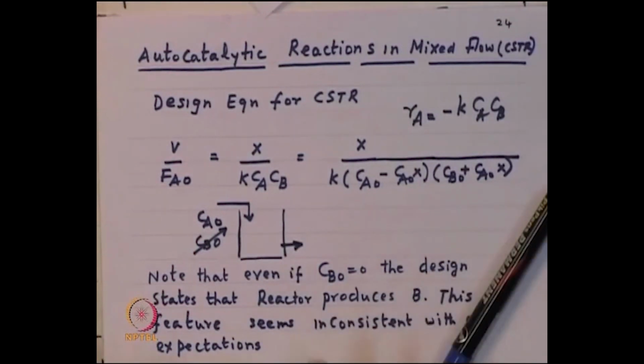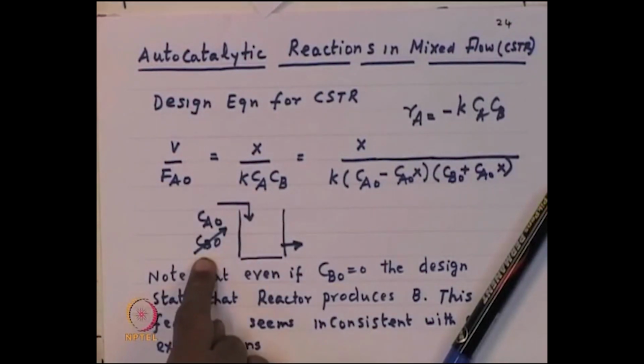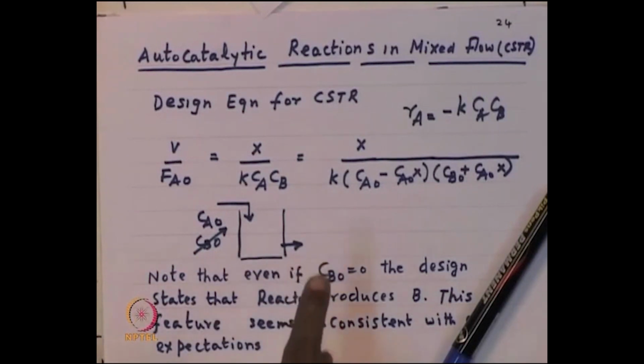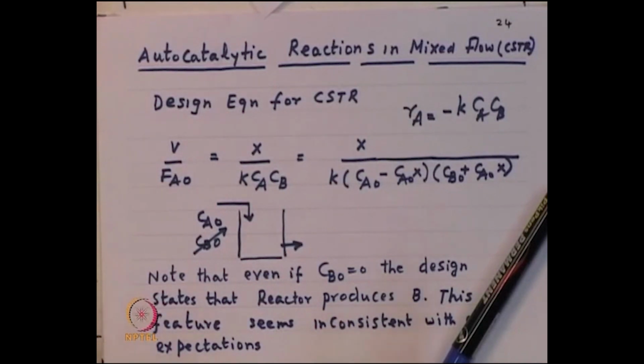Is that clear? What we are saying is that if you have an autocatalytic reaction being conducted in a CSTR, as per the design equation that we have written, C B 0 can be 0. That means it is not necessary for you to put the product in the feed; even then the reaction would occur, and there is a finite value of x you will calculate, for which the volume can be specified. Or in other words, it seems difficult to understand why an autocatalytic reaction, which should not take place if there is no product in the feed, is suggested by our design equation to occur. So, there appears to be some inconsistency in the way we have formulated our problem.